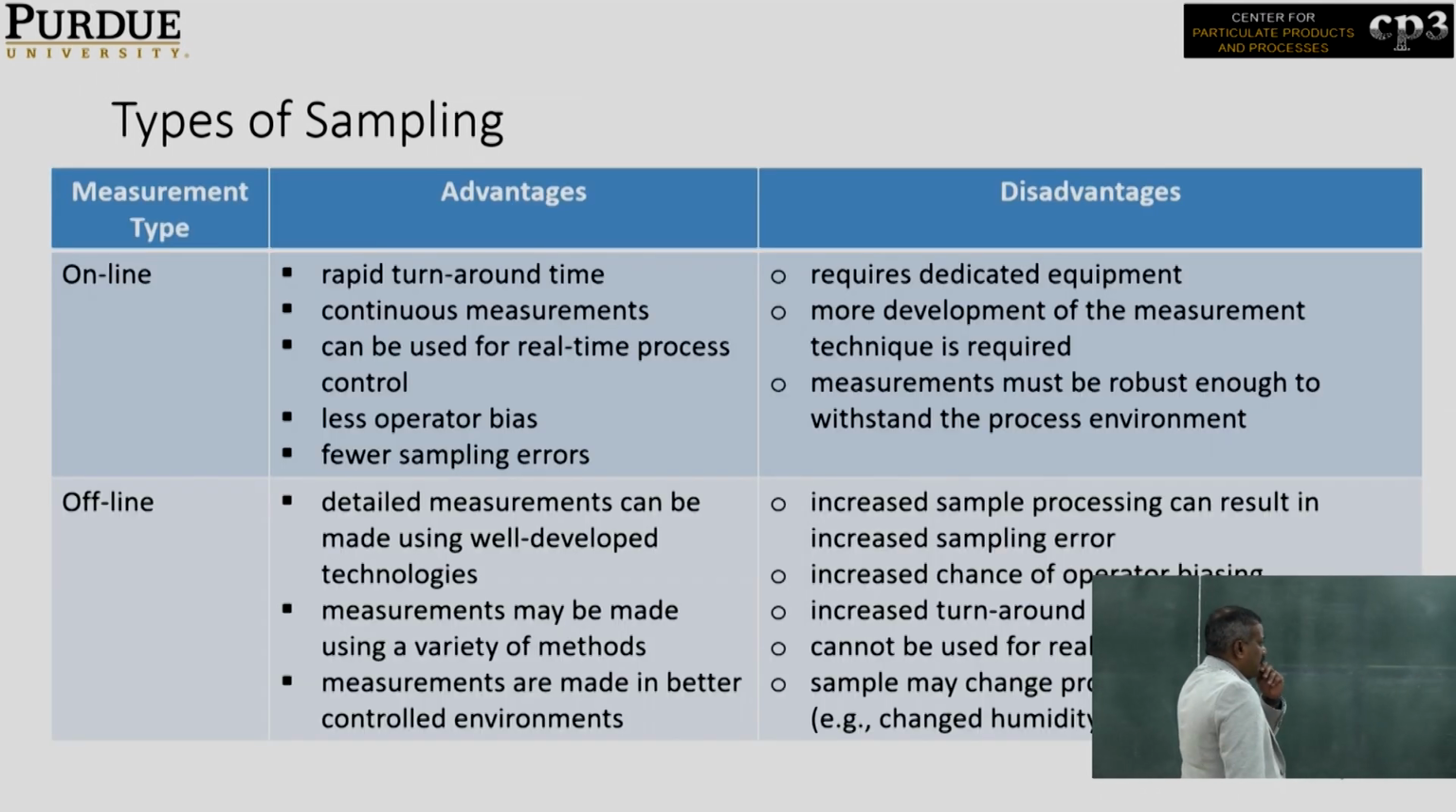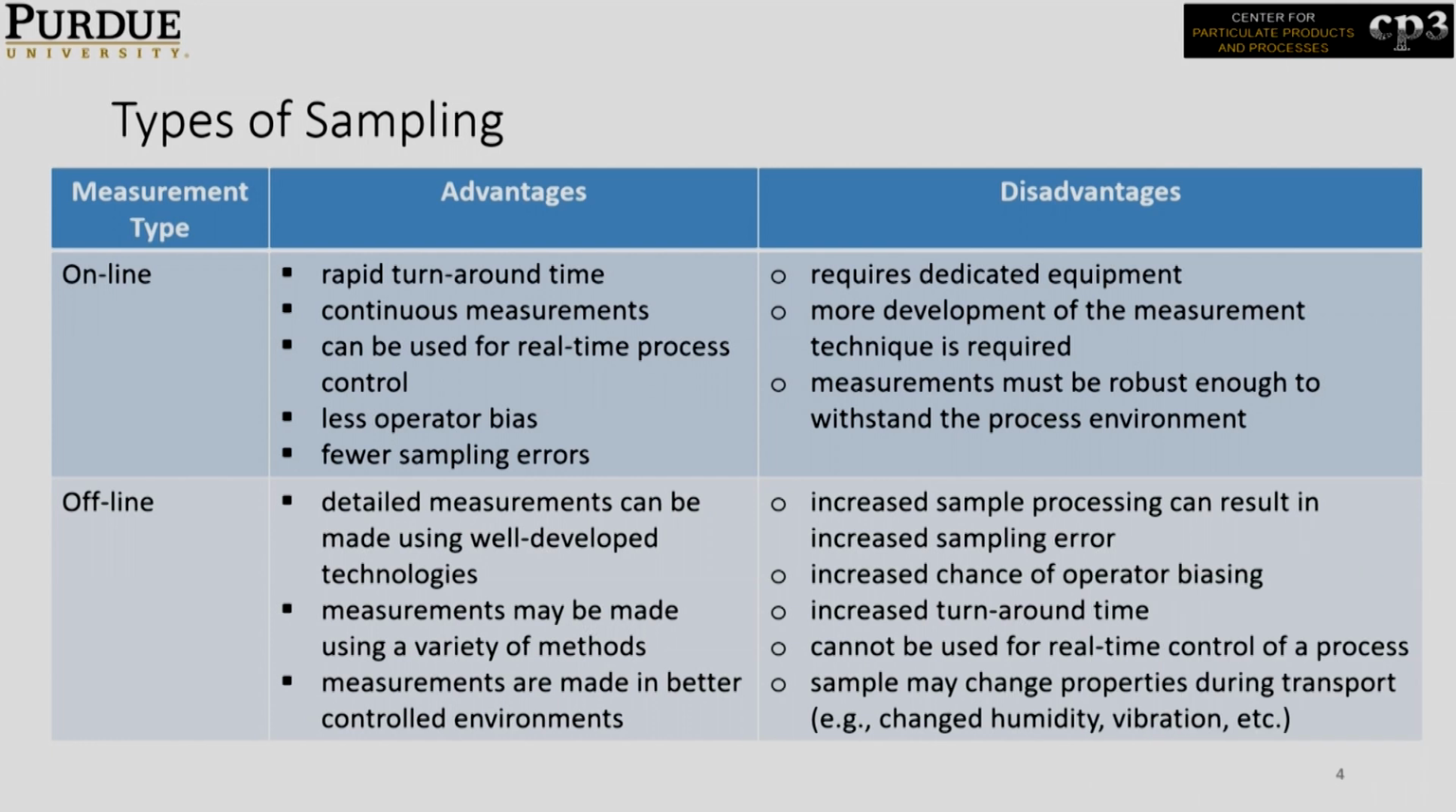I will not be reading everything verbatim here, but there are more advantages and disadvantages. Depending on your process needs, you choose online or offline systems. Again, online you use mostly indirect properties to measure, but it is a very quick and easy method of measuring those values. Offline, as I said, gives very detailed measurement of the properties.